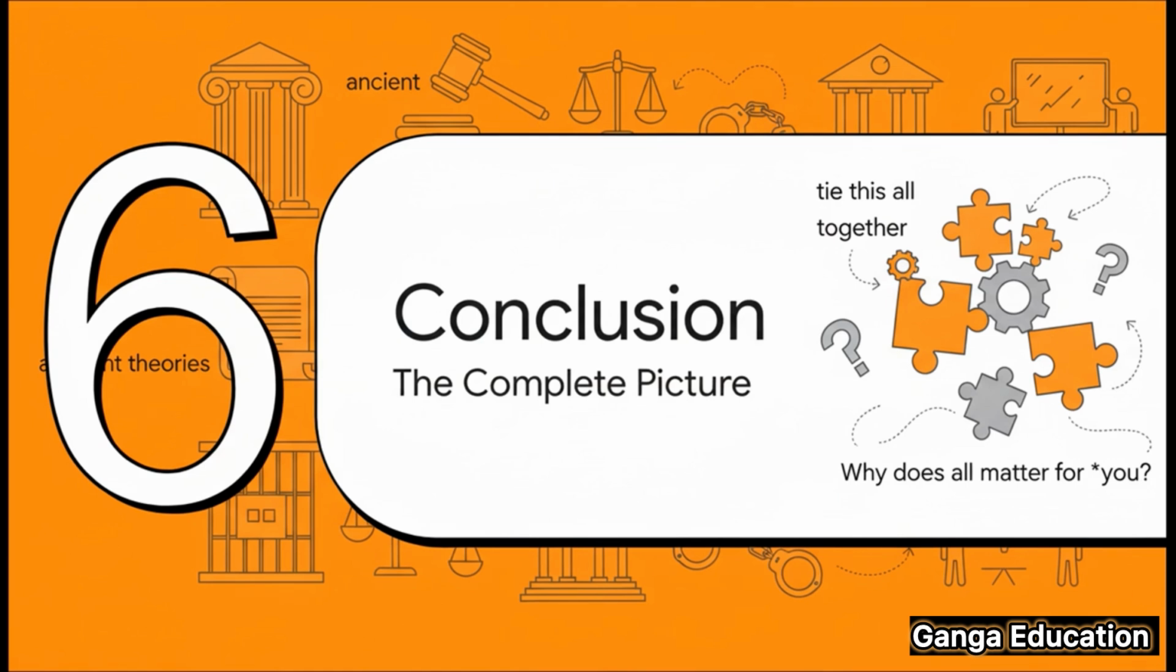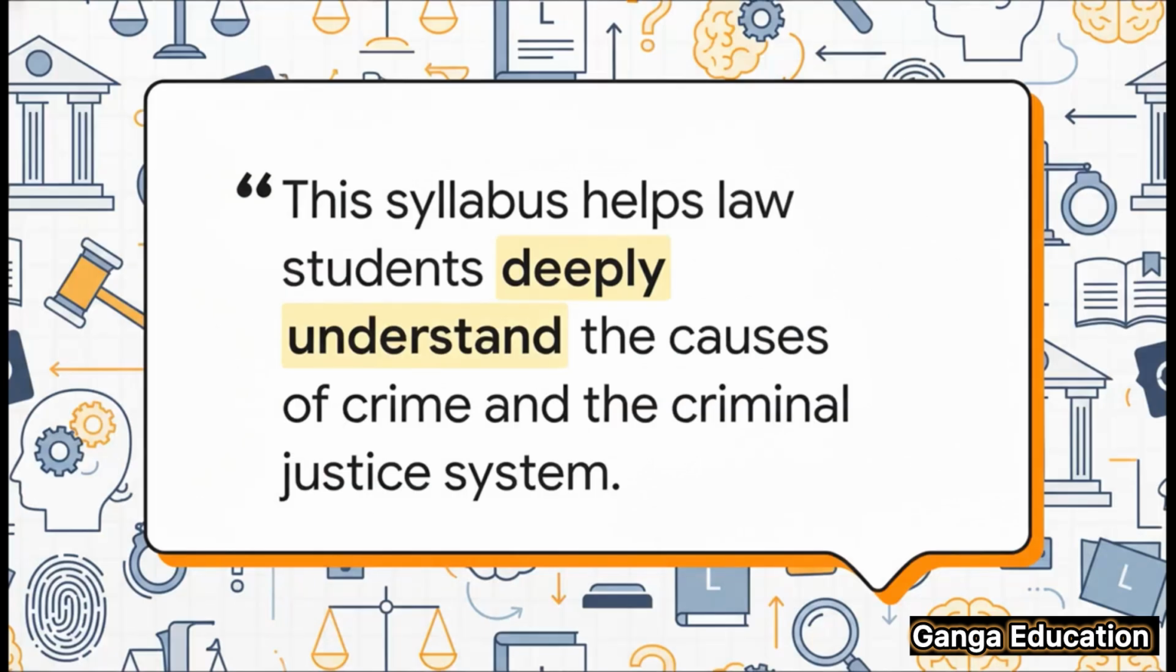So, there you have it. We've gone from ancient ideas about demons all the way to modern anti-corruption laws. Let's wrap this up and answer the most important question of all. Why does any of this matter for you? What this is saying is actually pretty simple, but it is so important. This syllabus is designed to give you a really deep understanding of why crime happens and how our justice system works. And that's not just some academic thing. Knowing the why is what will make you a truly effective lawyer when you're in a courtroom arguing the what. It gives you context, it gives you perspective, and frankly, it gives you a much better understanding of what justice is all about.